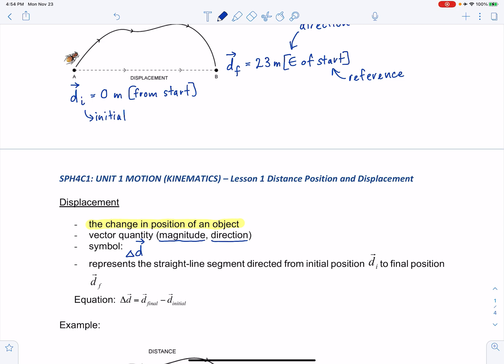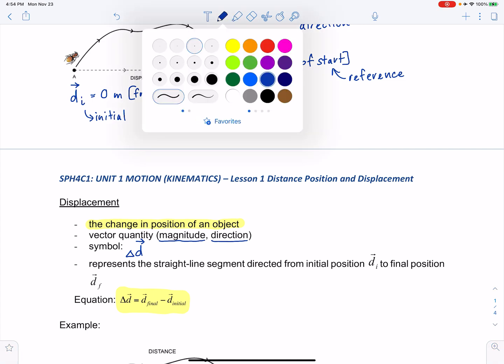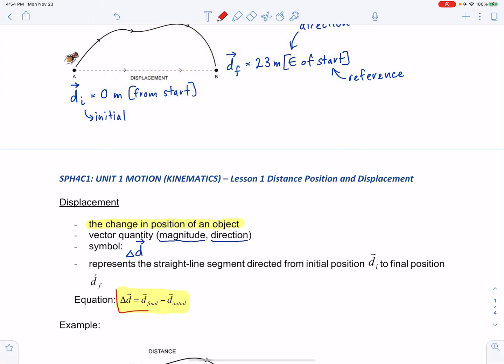Displacement represents the straight line segment directed from the initial position DI to the final position DF. And we have an equation that we can use to solve for displacement. Delta D is equal to D final minus D initial. It's our first equation in this course.